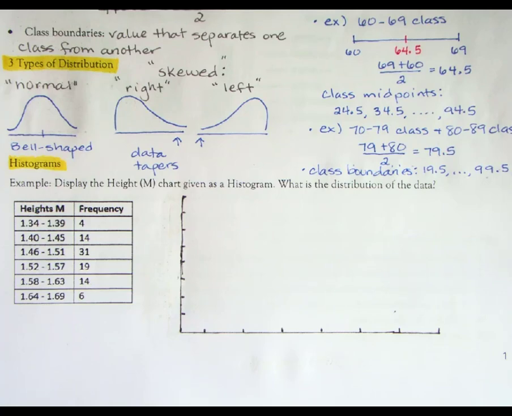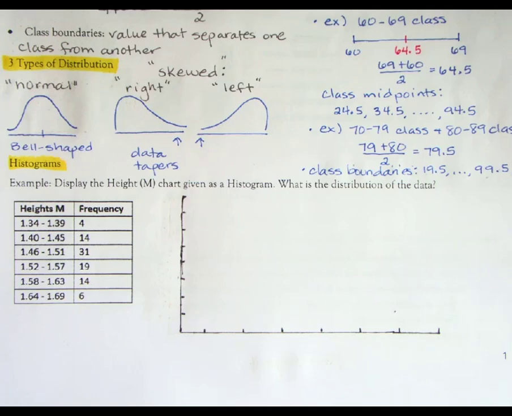A histogram is a visual representation of a frequency distribution table. Notice here that we have a frequency distribution table that represents the heights in meters, ranging from 1.34 all the way up to 1.69 meters, and a frequency column ranging from 4 to 31 individuals that fall within those different classes.